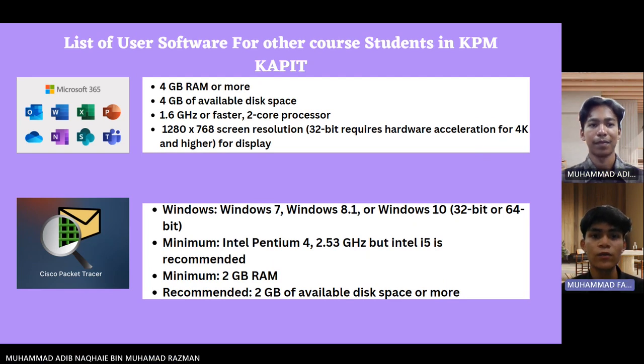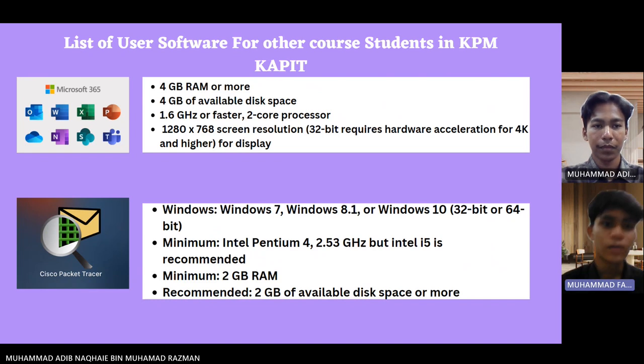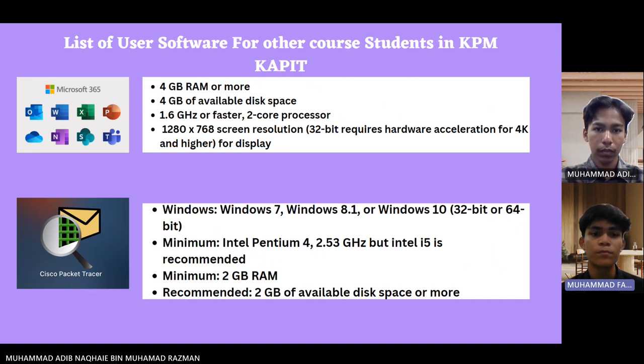So this is the list of user software for other course students in KPM Kapit. We have Microsoft 365, such as Word, PowerPoint, and Excel. It requires 4 GB RAM or more. Disk space is 4 GB available. 2-core processor, 1.6 GHz or faster for better performance. 1280 times 768 screen resolution. 32-bit requires hardware acceleration for 4K and higher displays.